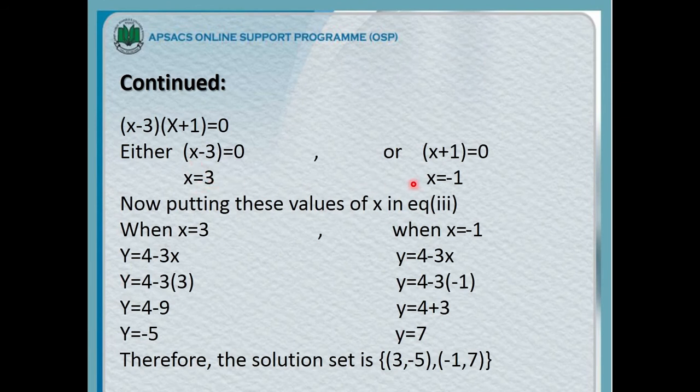we get two values of x: x equals 3 and x equals 1. Now, putting the values of x in equation number 3 one by one, when x equals 3, we substitute this value of 3 in this equation to get the value of y. And for the second value, when x equals 1, by putting this value we get the second value of y. When x equals 3, the corresponding value of y is minus 5, and when x equals 1, the corresponding value of y is 7. So the first ordered pair is (3, minus 5) and the second ordered pair is (1, 7). We combine these two ordered pairs to form the required solution set.